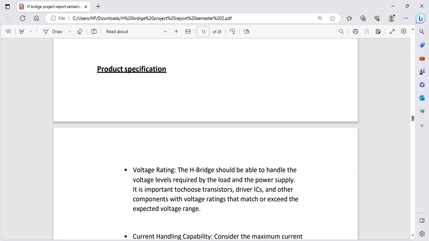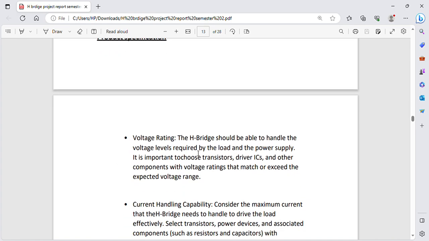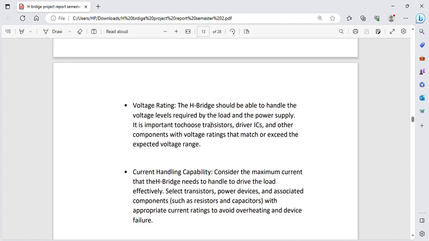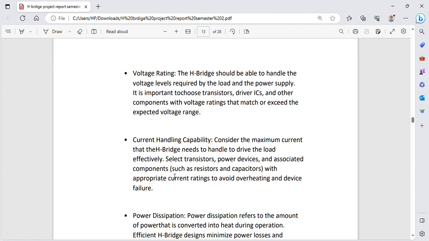Product specification. Basically, the voltage rating of the bridge should be able to handle the voltage levels, and it is important to choose the transistor, driver ICs, and other components accordingly. Current handling capability: consider the maximum current that the H-bridge needs to handle to drive the load effectively. Select transistor power devices and associated components such as resistors and capacitors with appropriate current ratings to avoid overheating and device failure.